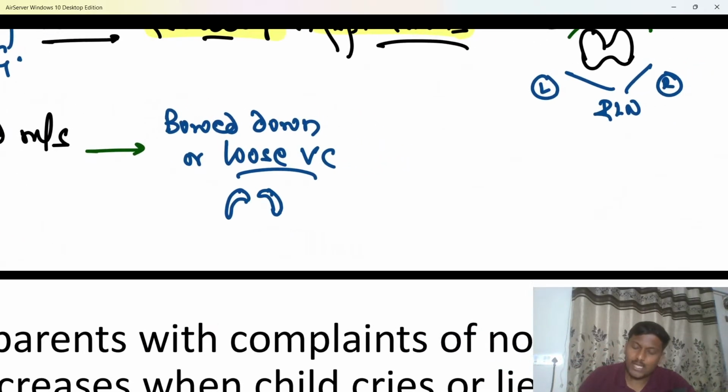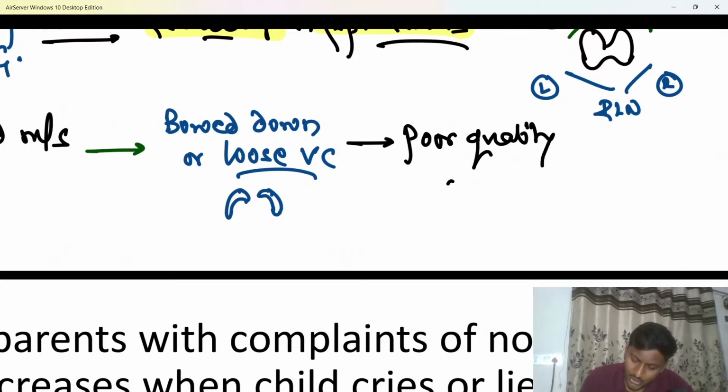And as I've told you, beta, in a drum, if the membrane is loose, will the quality of voice be good or bad? Obviously bad. Just like that, if your vocal cords are loose, beta, even if there are vibrations, what kind of vibrations will they be? Poor quality vibrations, right? So the voice will also be of poor quality. So because of bowed down or loose vocal cords, the patient will have a poor quality of voice.